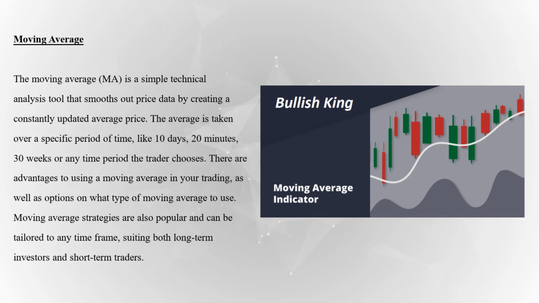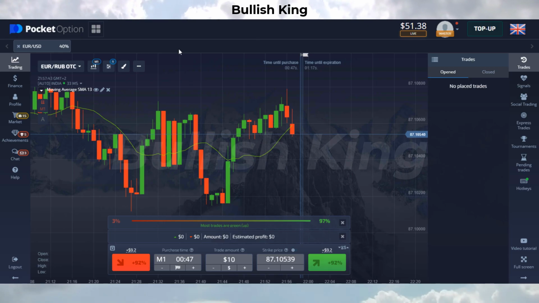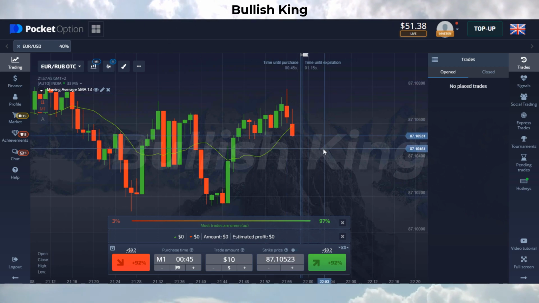There are advantages to using a moving average in your trading, as well as options on what type of moving average to use. Moving average strategies are also popular and can be tailored to any time frame, suiting both long-term investors and short-term traders. Rules are very simple to enter a trade.